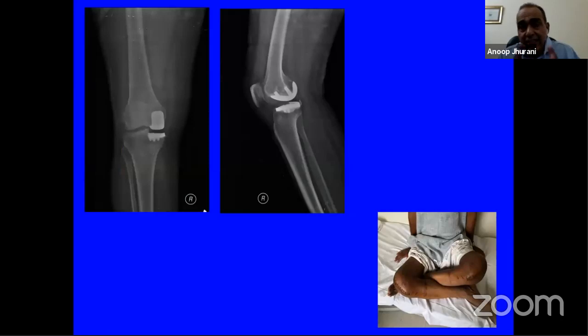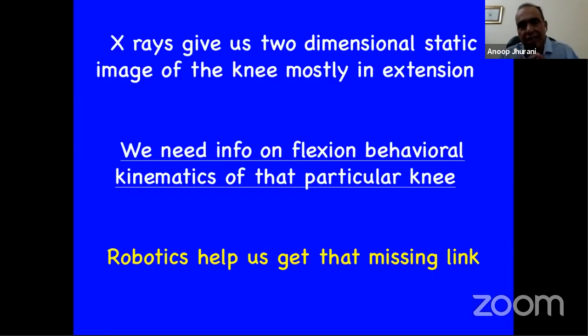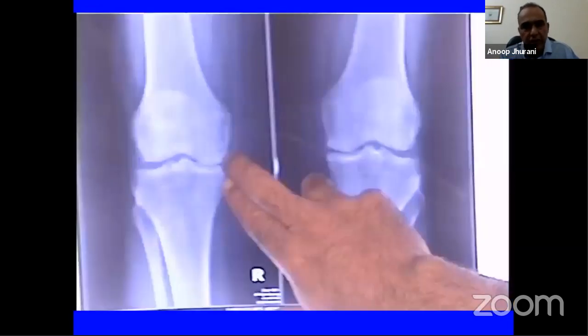Now, X-ray just gives us a 2-dimensional static image of the knee, mostly in extension. What we need to know more is flexion, behavioral, kinematic pattern of that particular knee and to replicate it. And robotics helps us do that. Let's go through this small video. I'll just highlight the important steps.